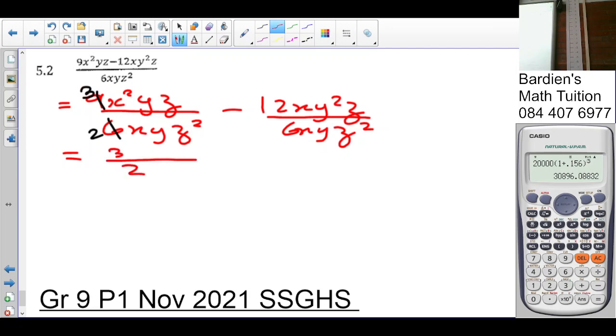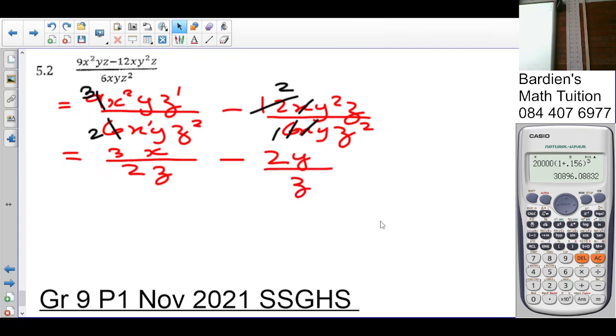Where are the more x's? Top. So it will be x, 2 minus 1 is 1. Where are the more z's? Bottom. So it's 2 minus 1 is 1. Minus. 6 going into 6 once. 6 going into 12, so it's 2. The x's cancel. There are more y's on top, so it's y over z at the bottom. Okay? All okay with that?